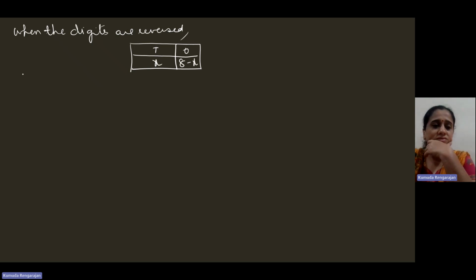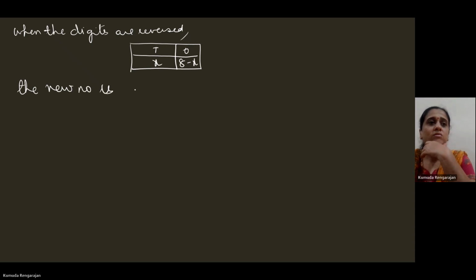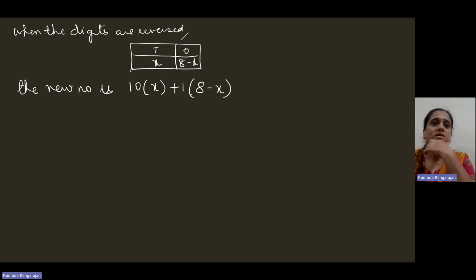So when the digits are reversed, the new number is 10 into x plus 1 into 8 minus x. Correct? So that'll be 10x plus 1 into 8 minus x, and 1 into anything is the same thing. So 8 minus x. So this will be 10x minus x, 9x plus 8.